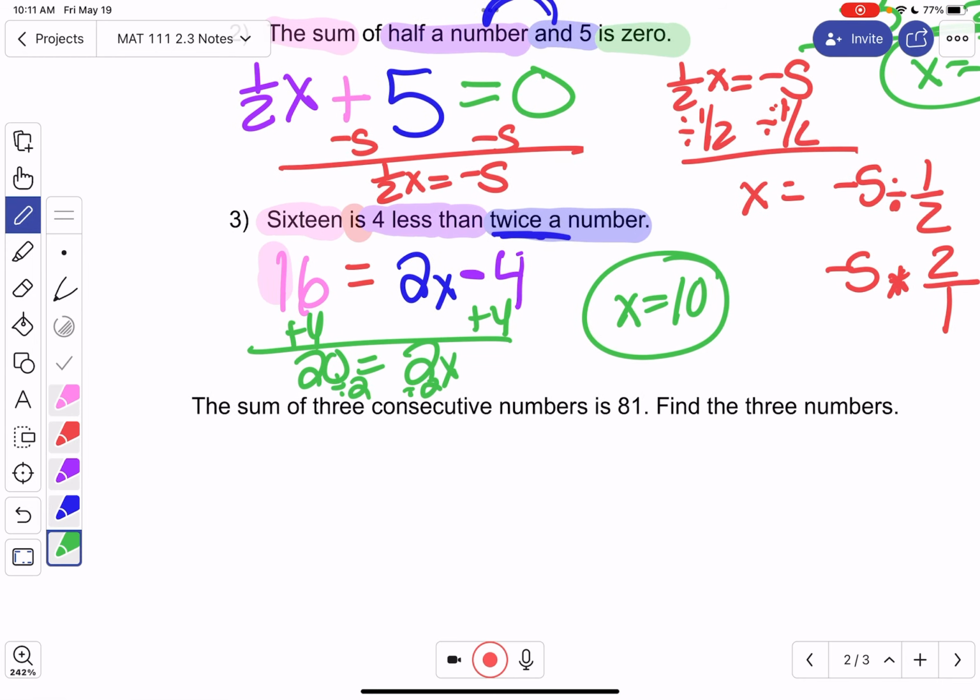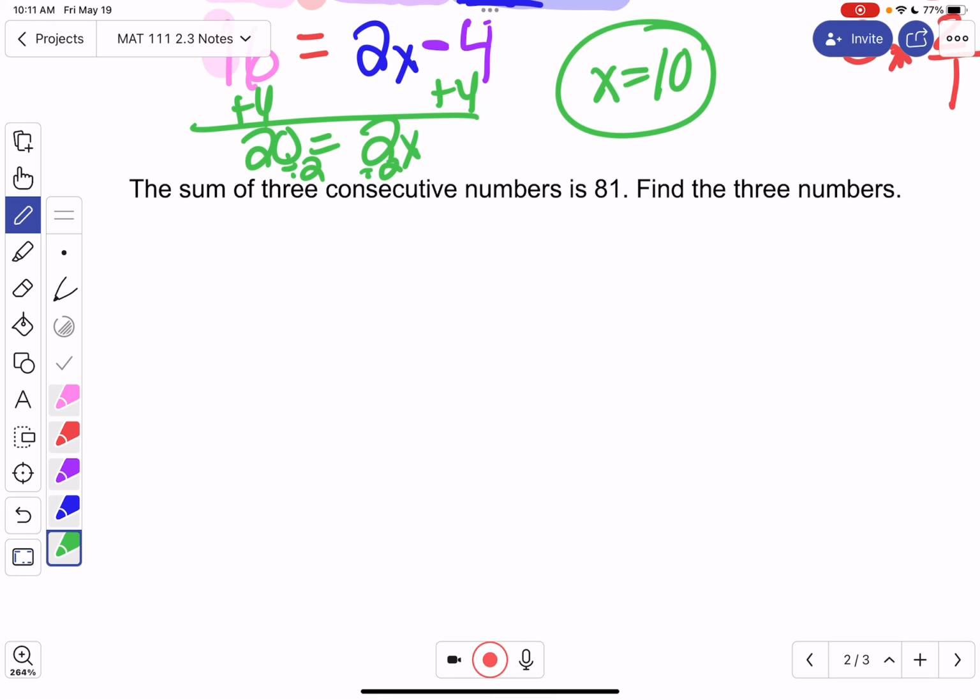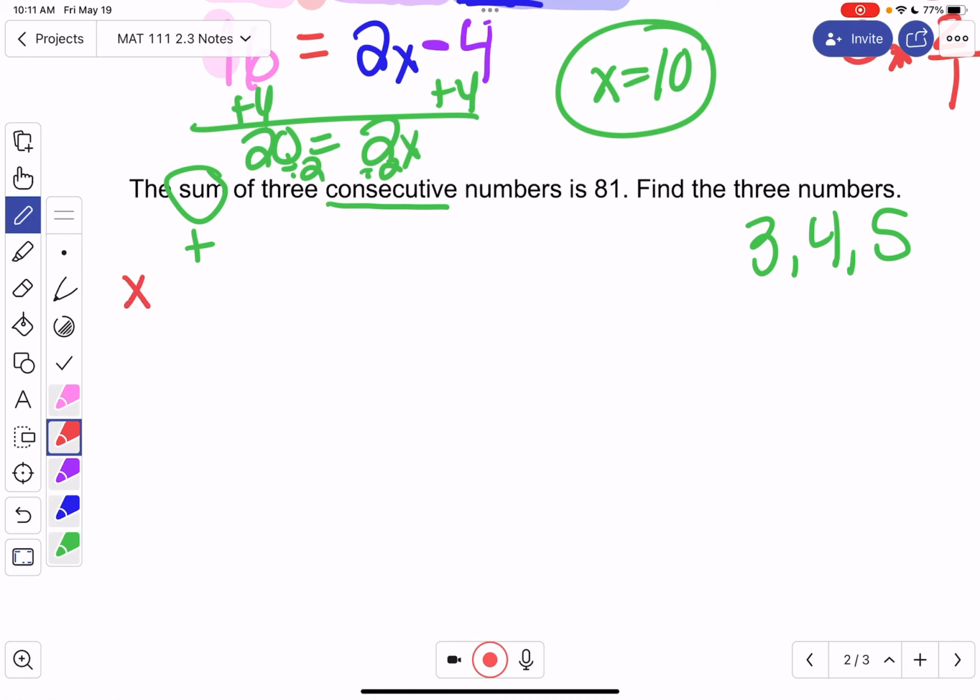Now we're going to go over a couple word problems that you'll see. The sum of 3 consecutive numbers is 81. So sum tells us addition. Consecutive means in a row, like 3, 4, 5, 17, 18, 19. So step 1 is to make sense of it. We're trying to find 3 numbers that add together to get 81 and assign our variables. So let's call x the smallest number.